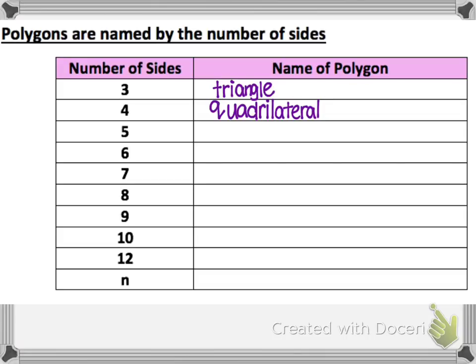Alright, now we get into the gons. So 5 and above is all something-gon. So penta means 5. So a pentagon is a 5-sided polygon. I bet you remember 6. 6 is a hexagon.